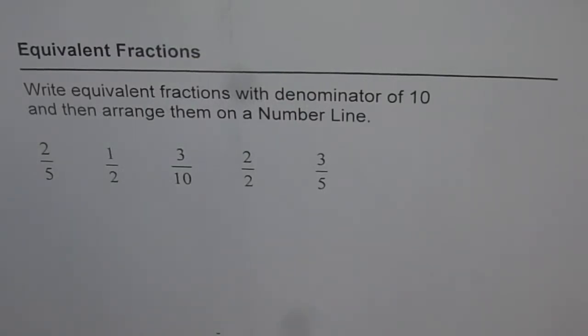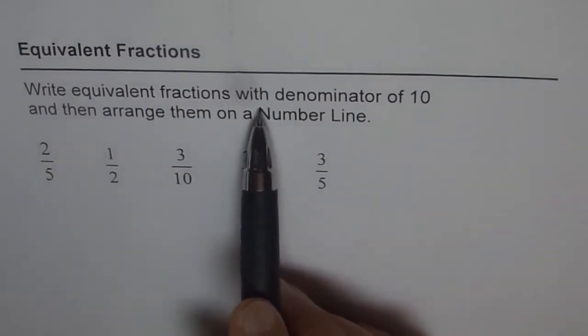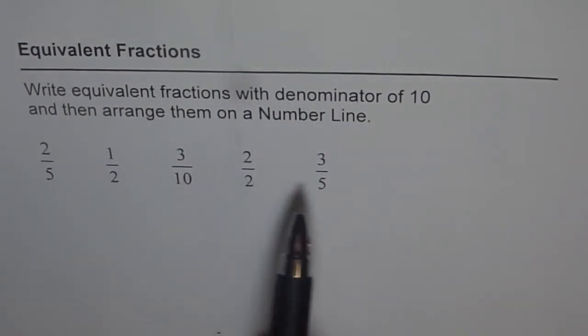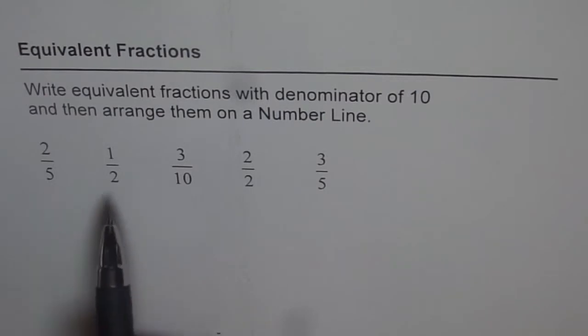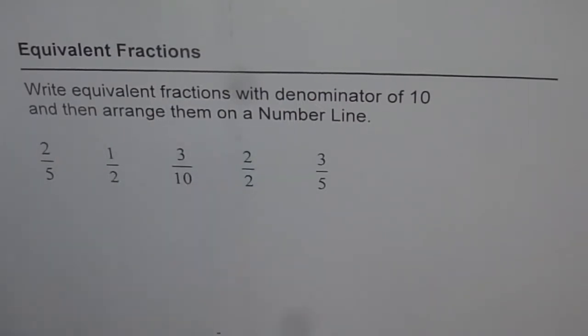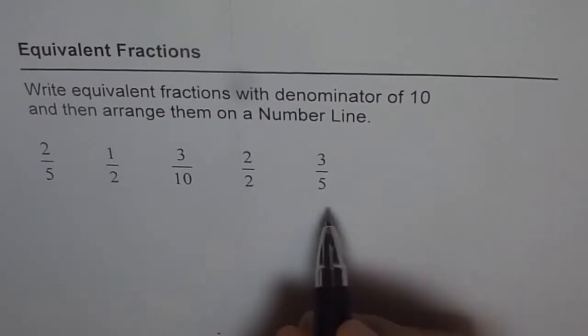Here is an interesting question to develop or to write down equivalent fractions. The question is, write equivalent fractions with denominator of 10. We are given 5 fractions here, and you have to write each one of them with denominator of 10. Once you do that, then arrange them on a number line. I hope you remember what a number line is. So you put them on a number line.